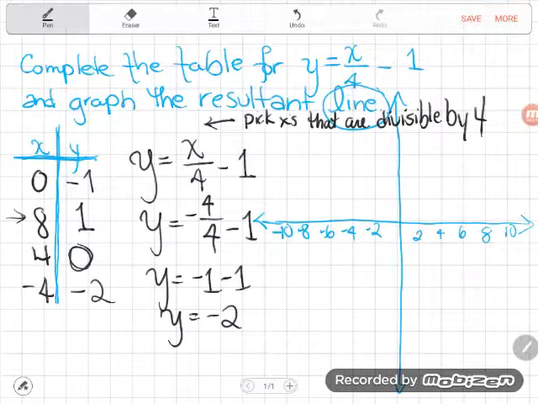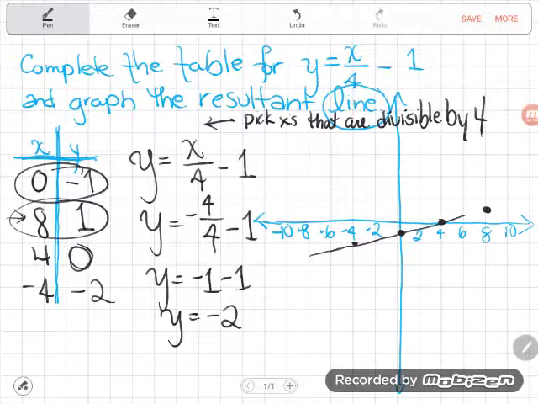And now we can put those points on our line. So let's take a look. 0, negative 1 would be about here. 8, 1, so let's see, 8, 1 would be about there. 4, 0, 4, 0 would be about there. And negative 4, negative 2, yeah, that line is looking a little straighter.